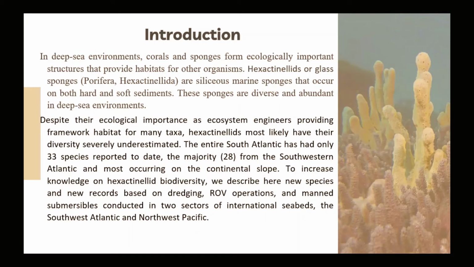Despite their ecological importance as ecosystem engineers providing framework habitat for many taxa, hexactinellids most likely have their diversity severely underestimated. The entire South Atlantic has had only 30 species reported to date. The majority, 28, are from the southwestern Atlantic, and most occur on the continental slope. To increase knowledge of hexactinellid biodiversity, we describe here new species and new records based on dredging, ROV operations, and manned submersibles conducted in two sectors of international seabeds.